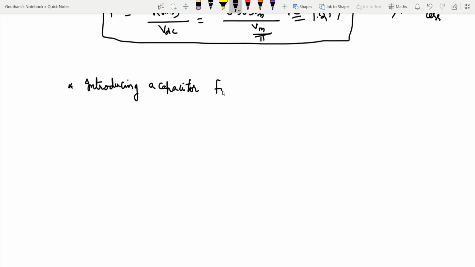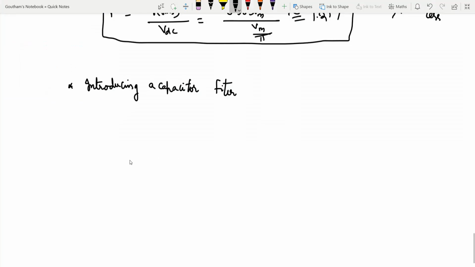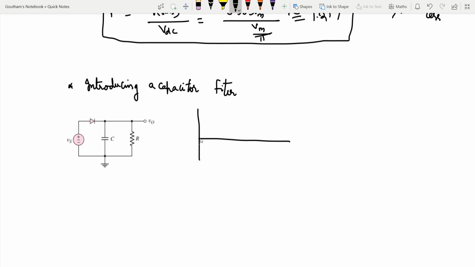Let us see how that circuit looks like. So this is the circuit. If you don't have the capacitor, that is nothing but the half wave rectifier, isn't it? Now with the capacitor, how does this circuit behave? Let us quickly analyze. This is very easy. Without the capacitor, we know that it is a half wave rectified output. It goes on something like this.